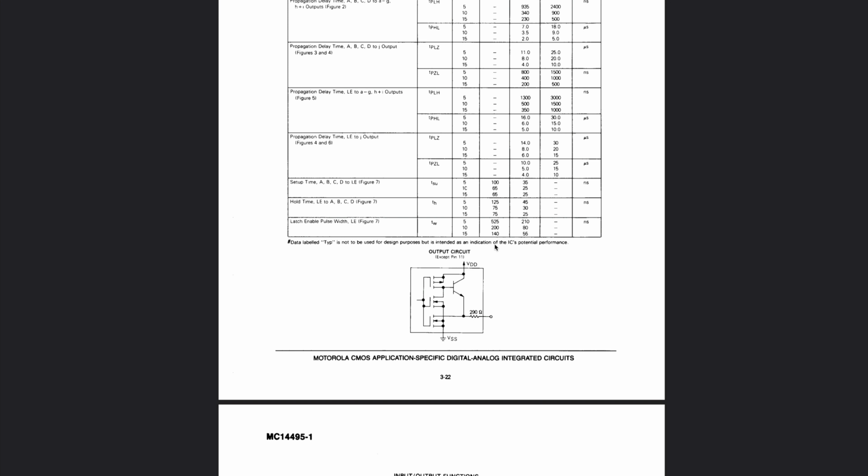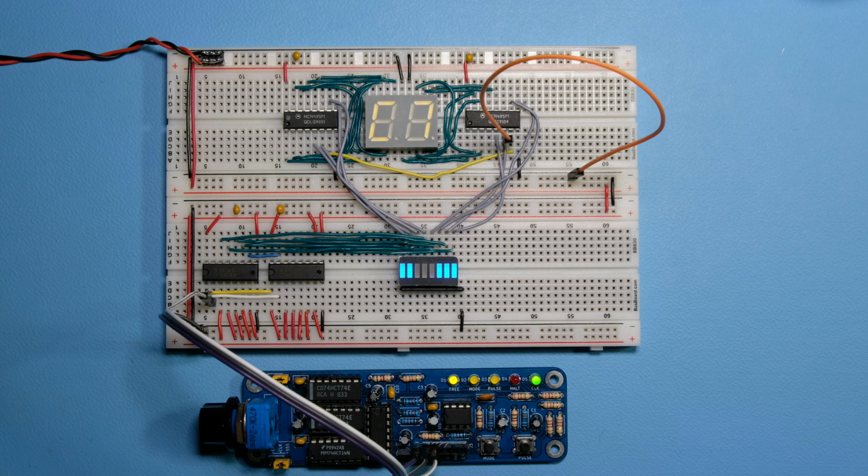Okay, so in this video, we've improved our display circuit by moving from a decimal display to a hexadecimal display using the MC14495 decoder. Now, as we said, there are a number of issues with this chip. First and foremost, it's not possible to purchase it anymore, so we have to find an alternative, and there are a number of ways we could go about that.